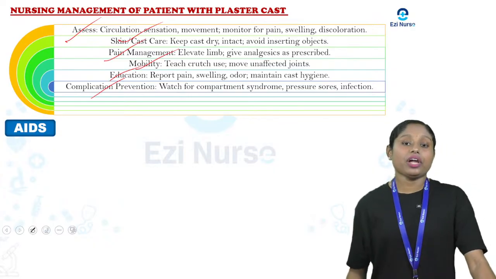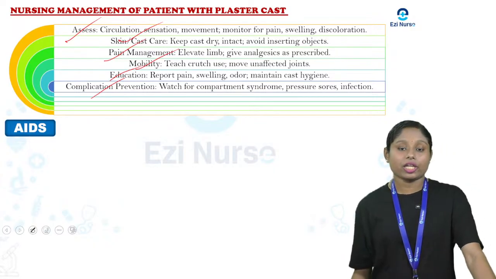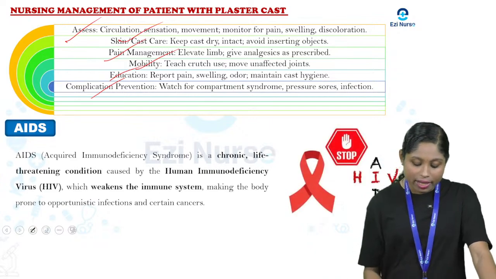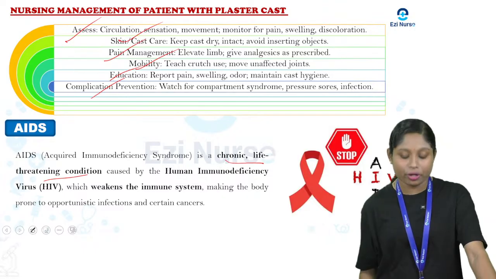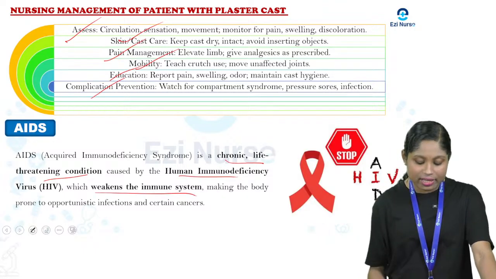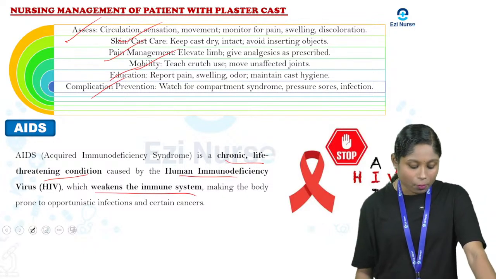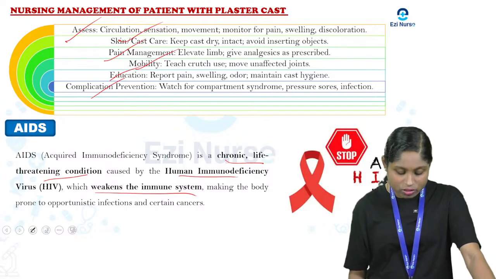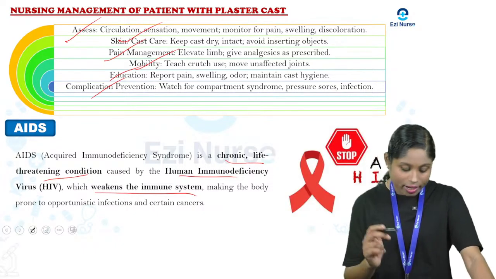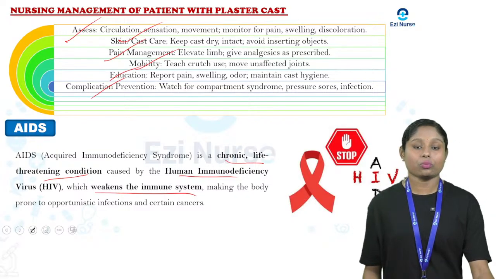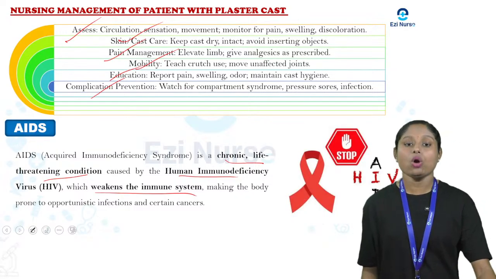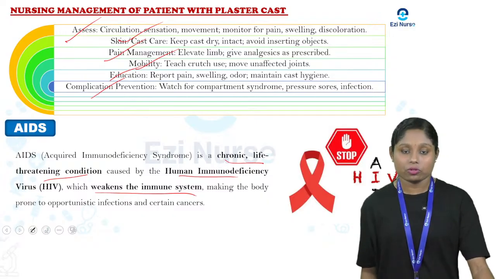The next disease condition we are going to discuss is AIDS. What is AIDS? Acquired immunodeficiency syndrome. It's a chronic life-threatening condition caused by HIV, human immunodeficiency virus, that weakens the immune system, making the body prone to opportunistic infections and certain cancers. So that is the definition. AIDS is caused by HIV and it weakens the immune system.